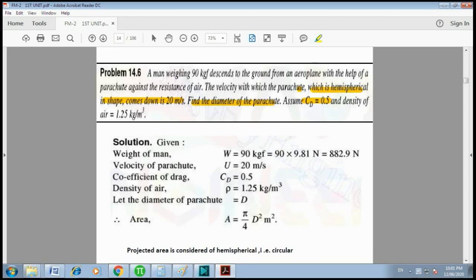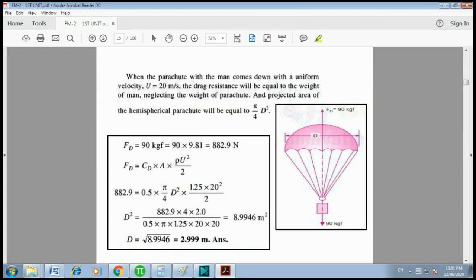Just a moment, I will show you a diagram so that you will understand. See, a man is coming down. He will face air resistance. Now he has that parachute to be held in the air, so the air resistance should be 90 kgf, and that is nothing but drag force. When the parachute with the man comes down with uniform velocity u, the drag resistance will be equal to the weight of the man, neglecting the weight of the parachute.